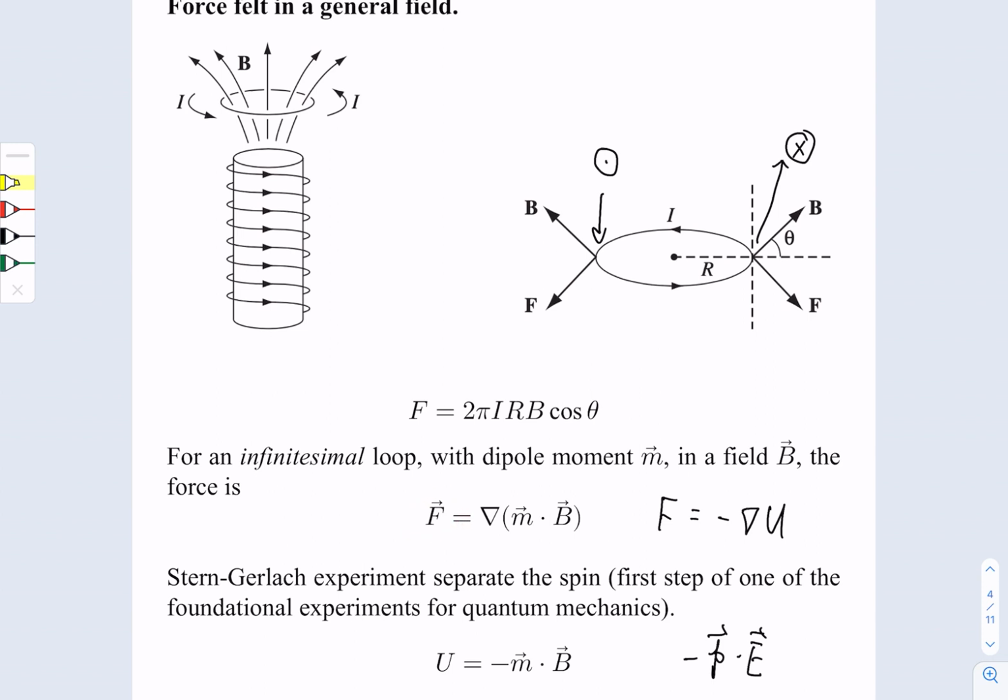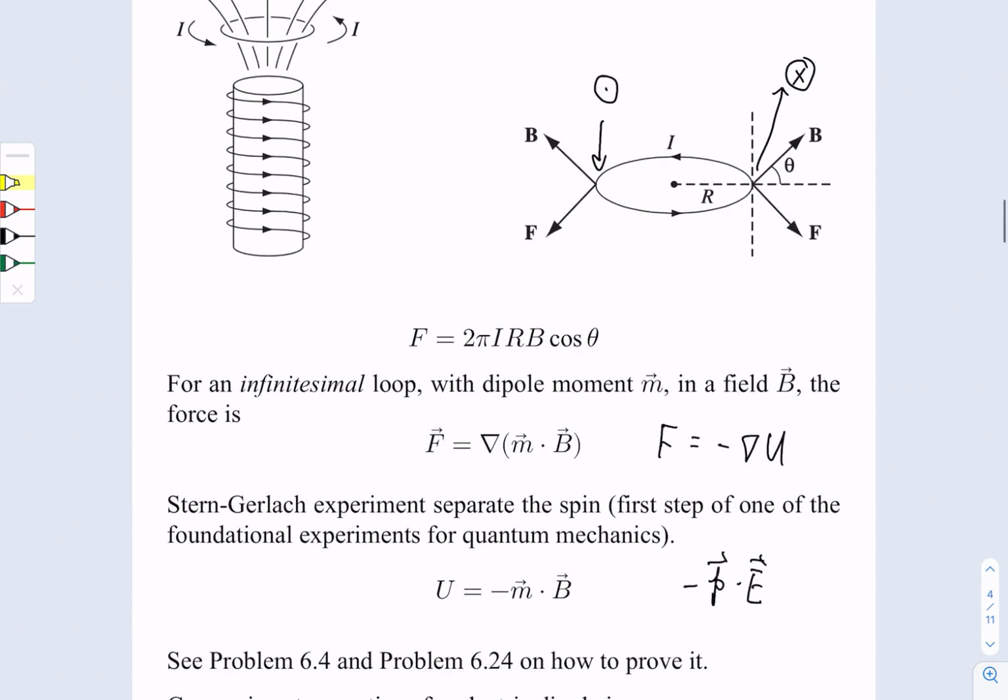So this magnetic field gradient gives you a force that depends on your magnetic dipole moment m. For spin up, the particle or the atoms will fly, say, upwards, and for spin down, they might fly downwards. So this experiment can split a flow of atoms into two different branches.